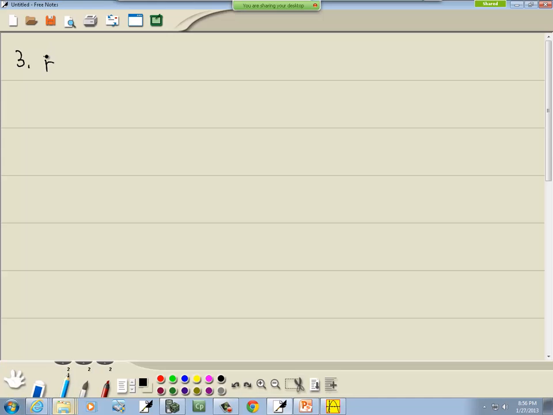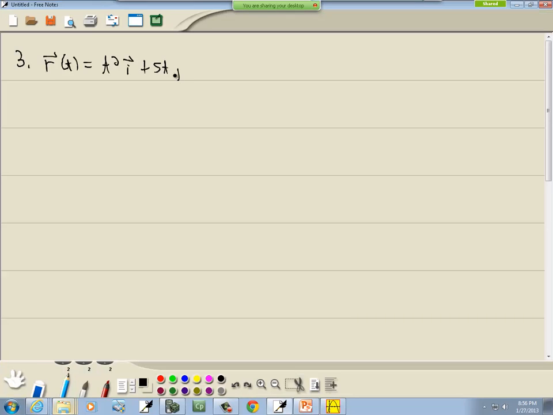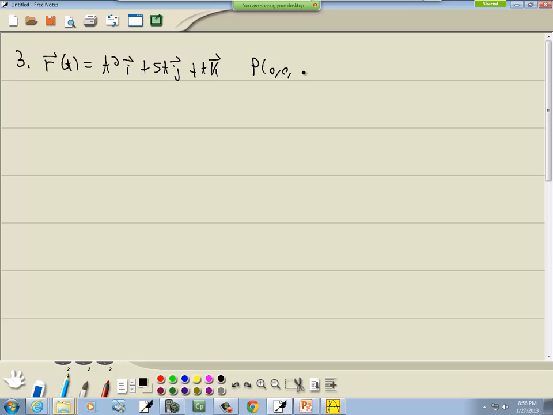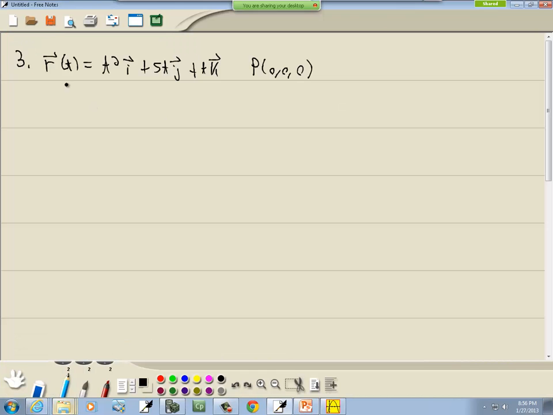We got r is equal to t squared i plus 5t j plus t k at the point 0, 0, 0. Okay, first thing, we've got to find the unit tangent vector. So I need r prime. The derivative of that gives us 2t i plus 5 j plus k.